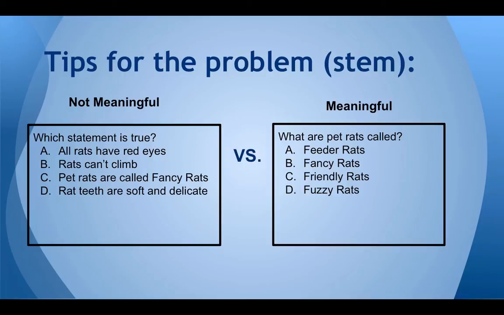If we look at the good example or the more meaningful example, you will find that this question on the right hand side actually tests students' knowledge because it asks the question, what are pet rats called? So here the students really need to have the knowledge of what pet rats are called to be able to answer this question correctly.